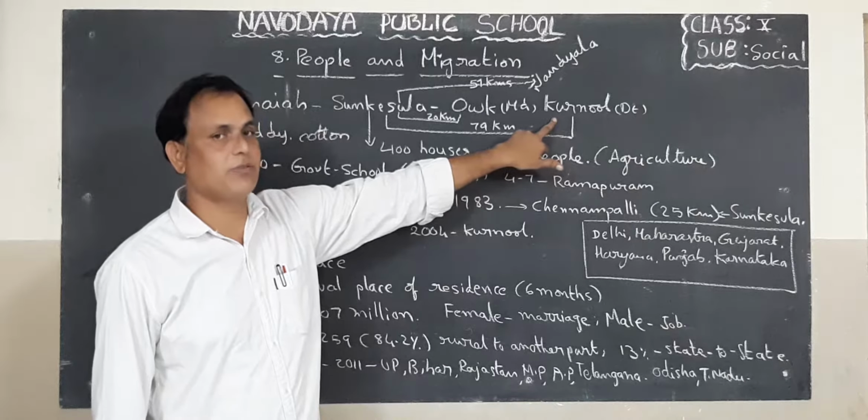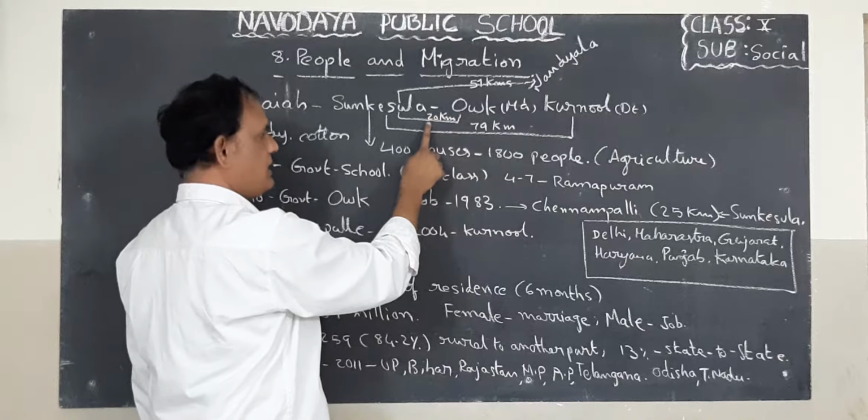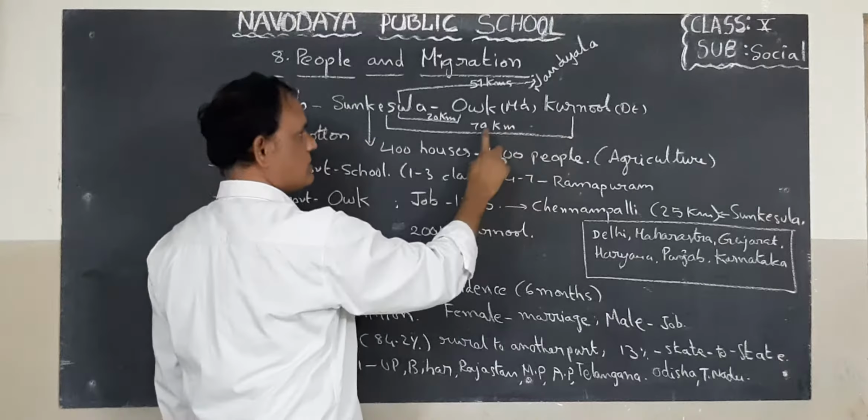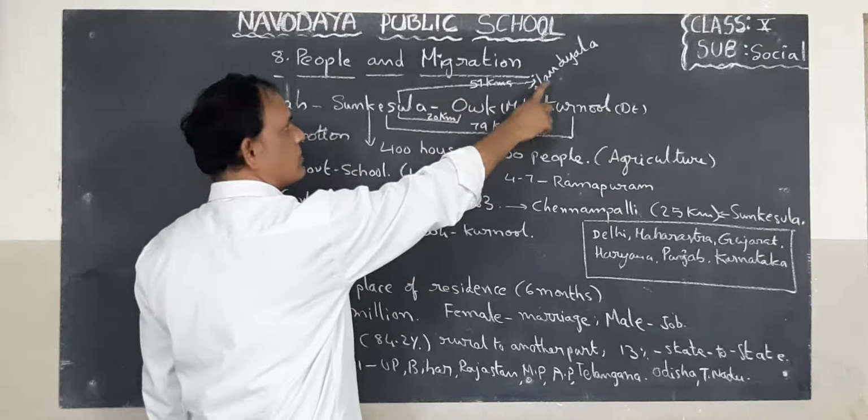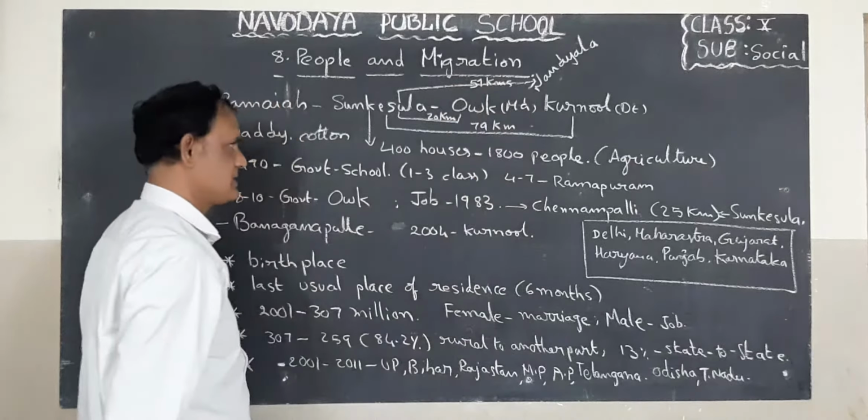Okay, children, listen here. The distance from Sunkeshula to Auku, how many kilometers? 20 kilometers. From Sunkeshula to Karnool, how many kilometers? 79 kilometers. From Sunkeshula to Nandyala, how many kilometers? 57 kilometers. So from Sunkeshula to Auku 20, to Karnool 79, to Nandyala 57 kilometers.